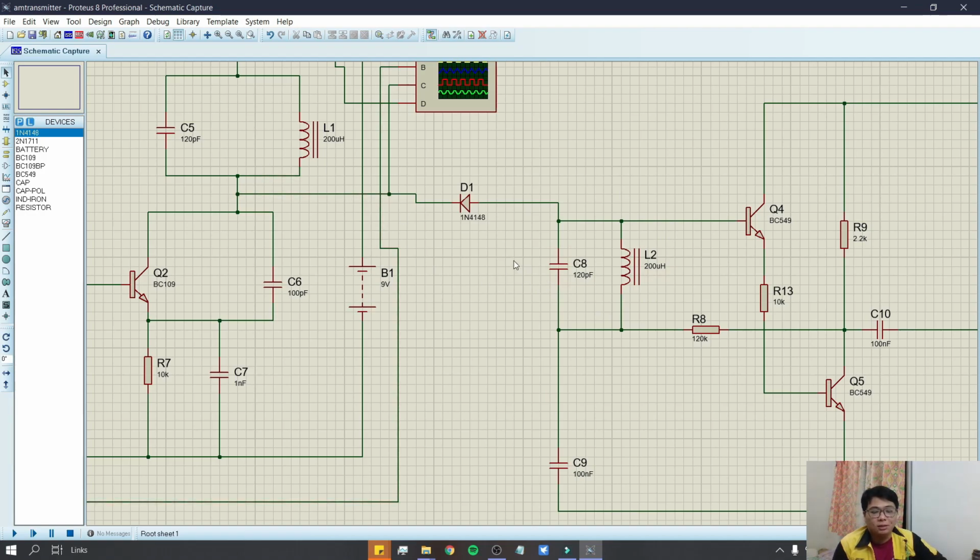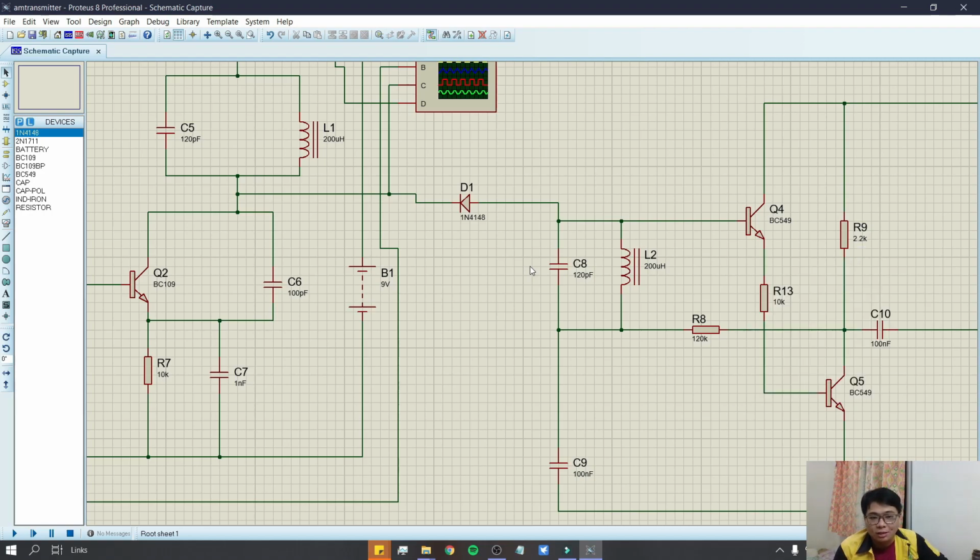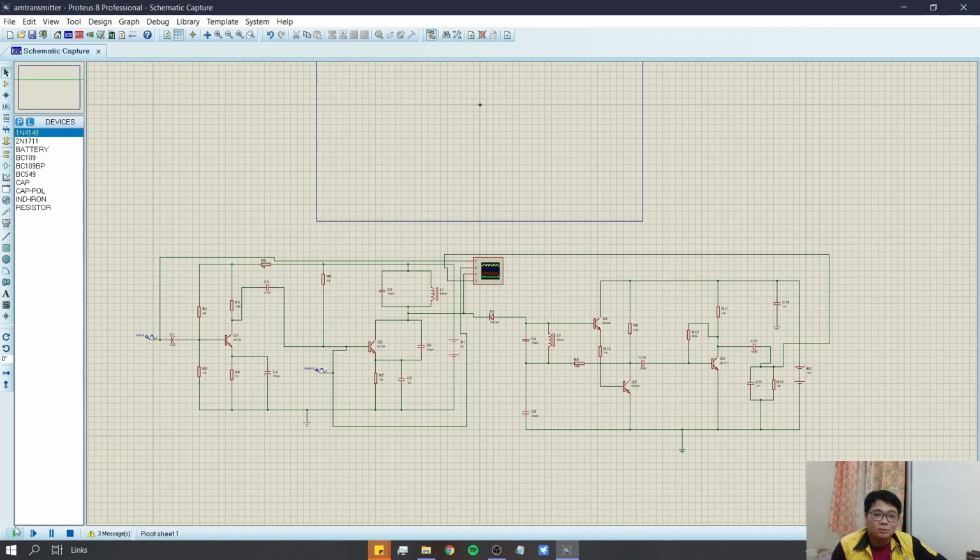To obtain the capacitor and inductance of the tank circuit, we will use this formula. We will assume that the inductance is 200 microhenry, and our carrier frequency is 1000 kHz. Rearranging the formula, we can obtain the value for capacitance, which is approximately 120 picofarad. So let's start our simulation now.